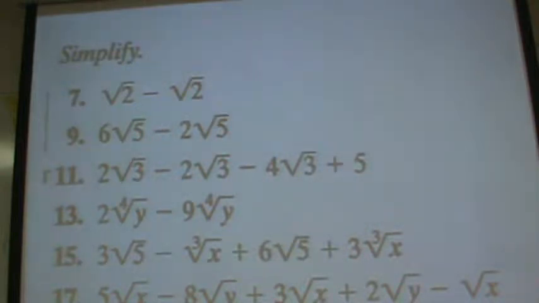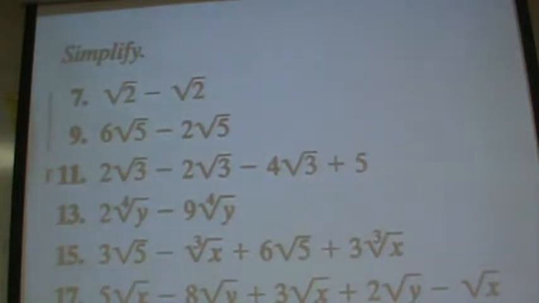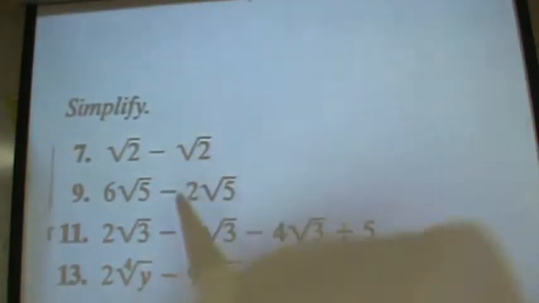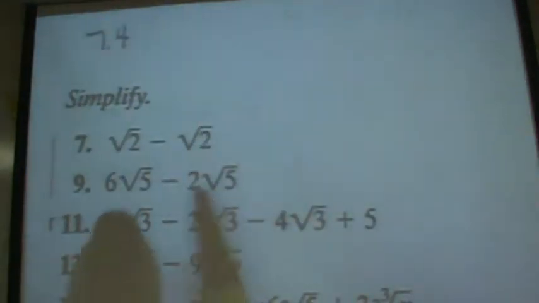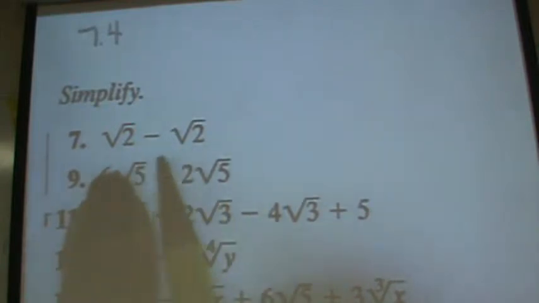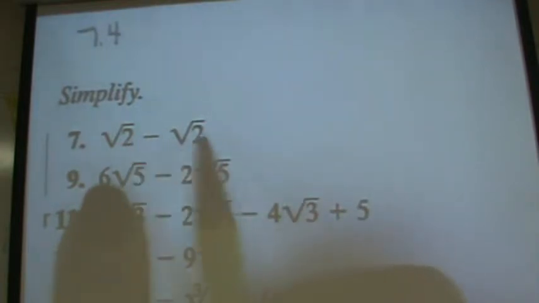Math 1000, 7.4. We are adding and subtracting radicals, and we're going to multiply in a few minutes. So this is 7.4, Math 1000. We are going to add and subtract radicals. Well, if the index is the same, these are both square root, and if the radicand is the same, what you're going to do is combine the coefficients.